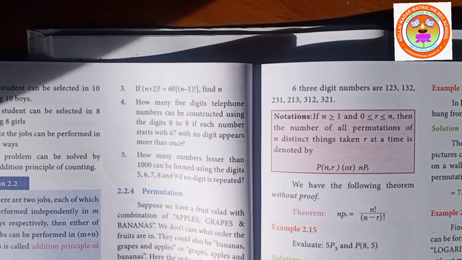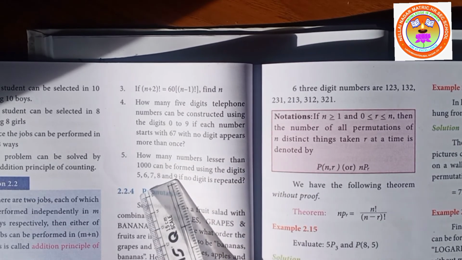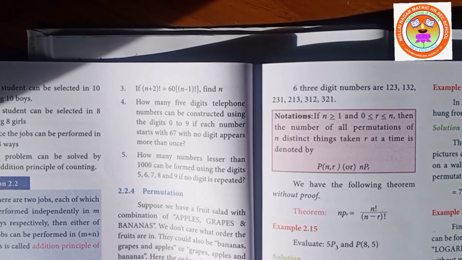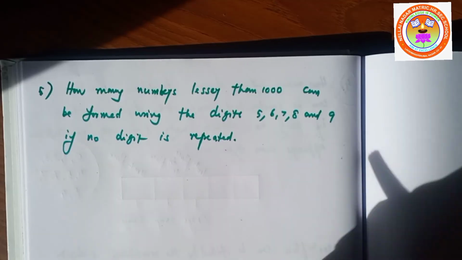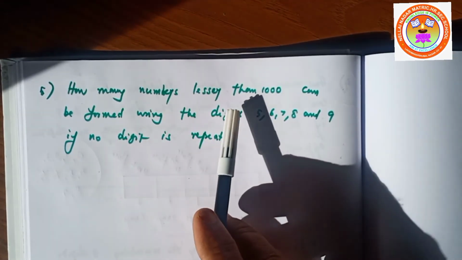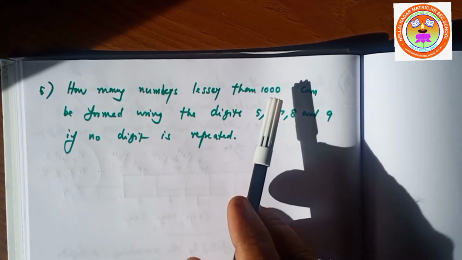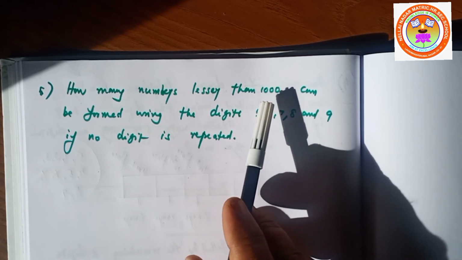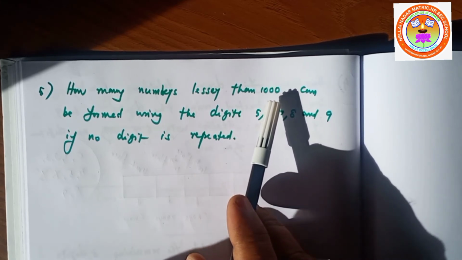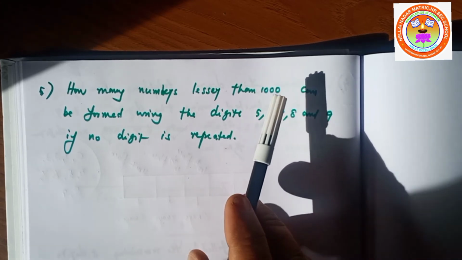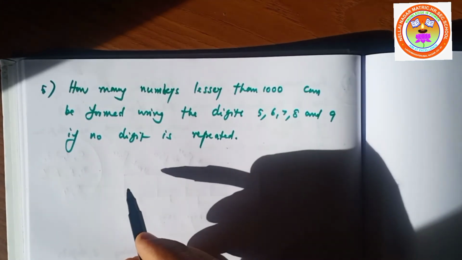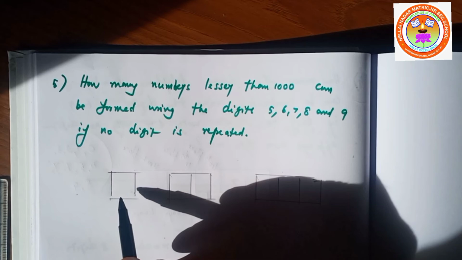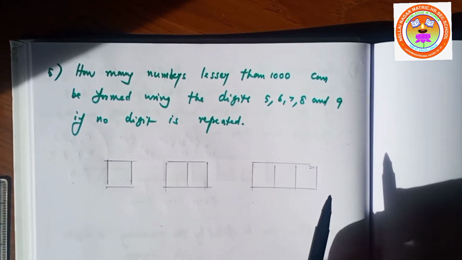Problem number 5. How many numbers less than 1000 can be formed using the digits 5, 6, 7, 8 and 9 if no digit is repeated? Children, what is given? How many numbers lesser than 1000? Lesser than 1000 means definitely not a 4-digit number, it's 3-digit numbers only. So lesser than 1000 can be a 1-digit number or 2-digit number or 3-digit number.